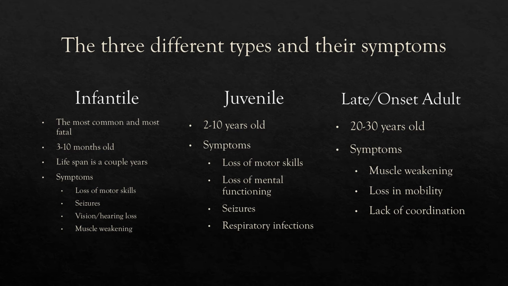Juvenile is the second one, ranging from ages 2 to 10, and the third one, late onset adult, ranges from 20 to 30 years old. The symptoms for these three types are all very similar: loss of motor skills, mobility, muscle weakening, and the most common symptom, seizures. Although there isn't a cure for this disease, there are some treatments you can go through to ease the pain in the body and make life more comfortable for you.